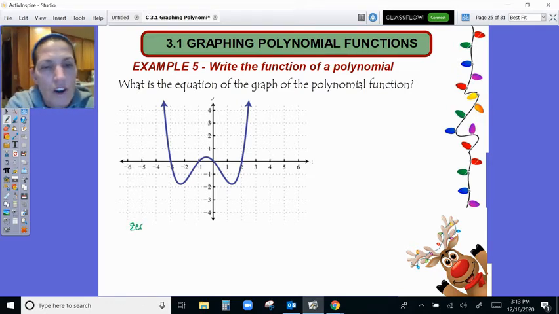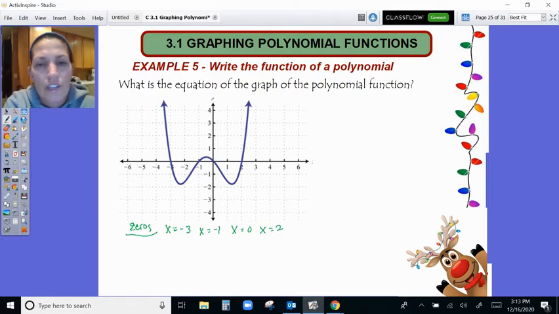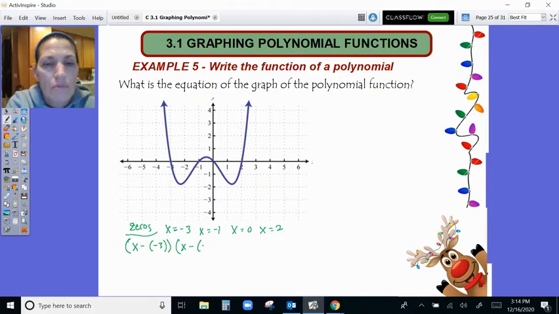What are all of our zeros? We have a zero at x equals negative 3, at x equals negative 1, at x equals 0, and at x equals 2. We have zeros in all those places. When we write an equation, we want to write all of our zeros. It's always x minus my zero, so we write them in factored form.